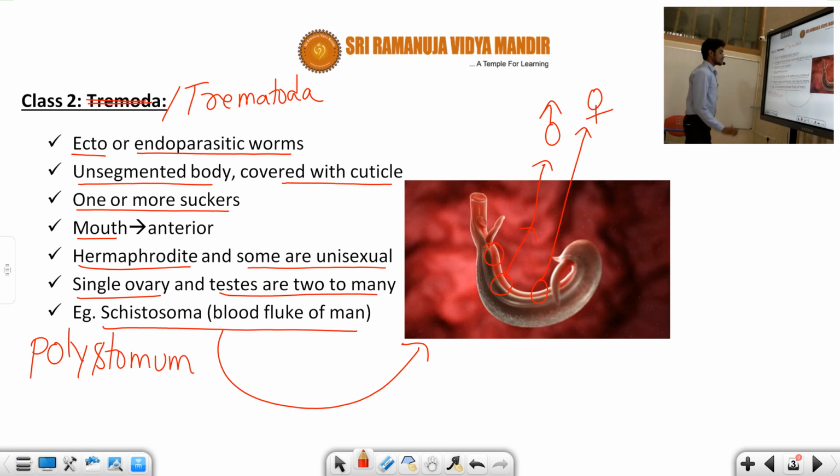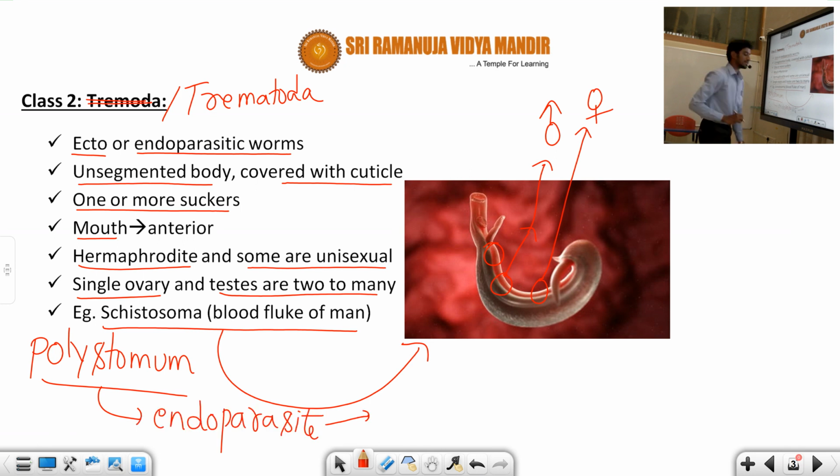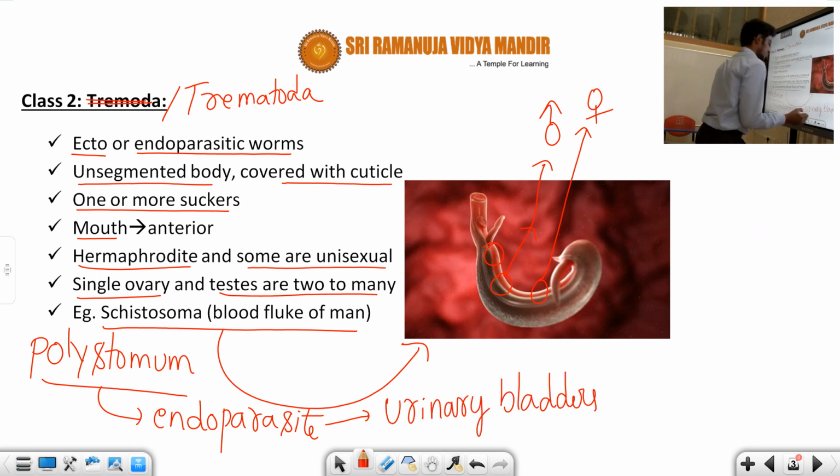Polystomum is another endoparasite. Where is it found? It is found in the urinary bladder of frogs and turtles.